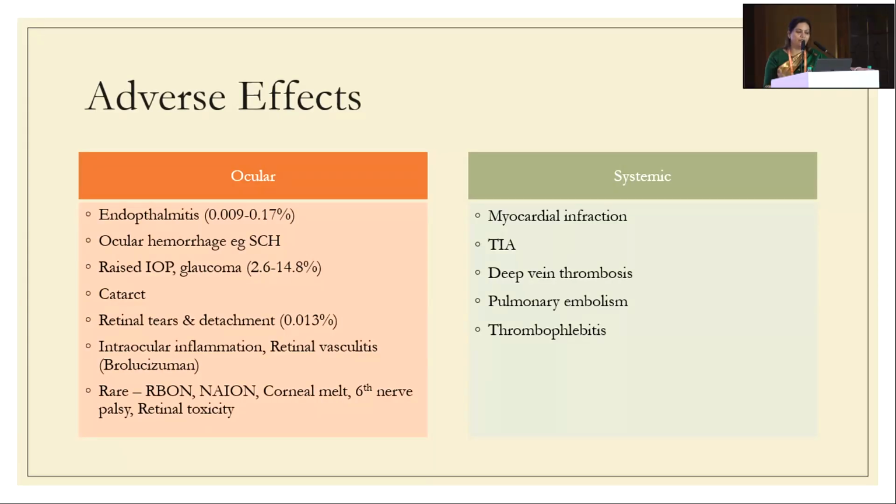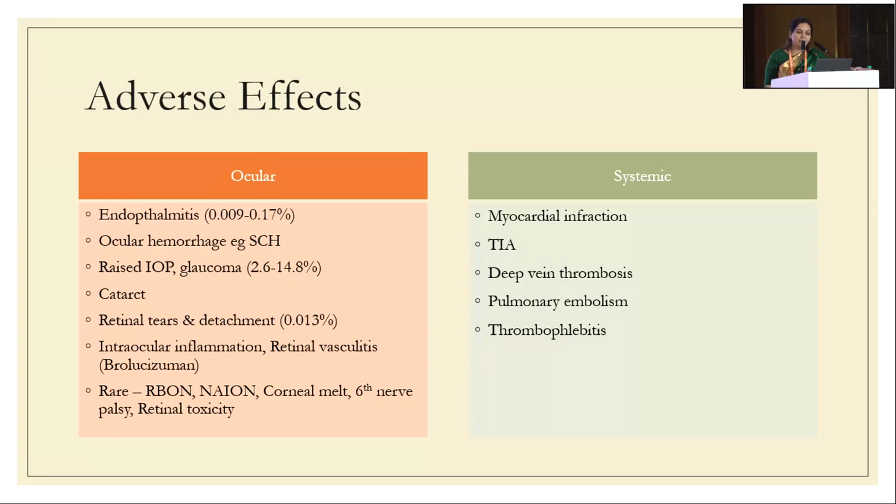So the adverse effects can be ocular endophthalmitis, there can be ocular hemorrhage in the form of subconjunctival hemorrhage, there can be raised IOP, cataract, if you have hit the lens, that is the Rosa's type of cataract you can see after that. Then the retinal tears, if you have gone before the 4 mm, and then intraocular inflammation, it is more commonly noticed with brolucizumab, and rarely you can have the very less known complications such as retinal toxicity.